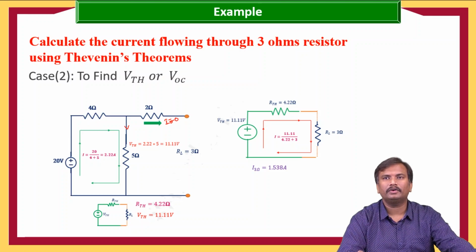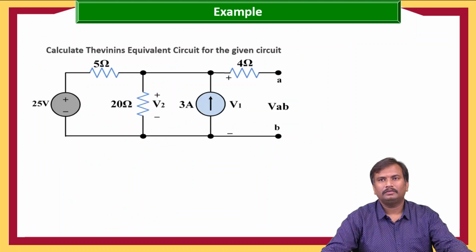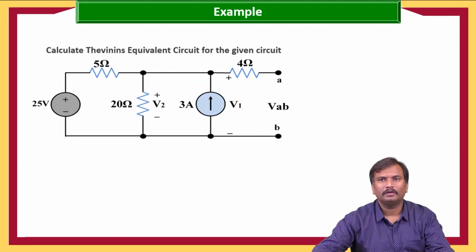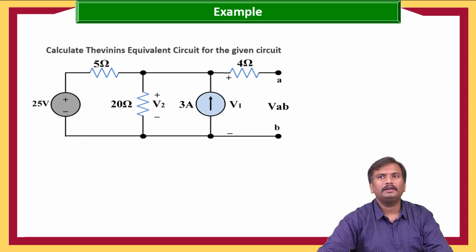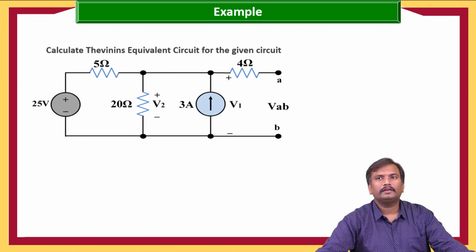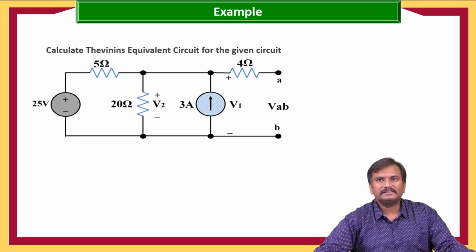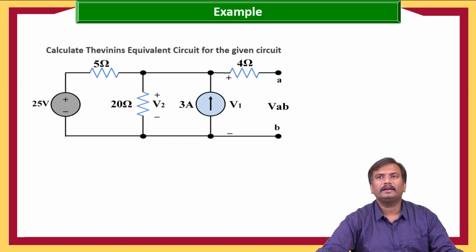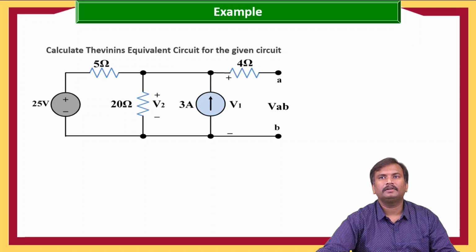Now we need to go with another example. Here the load resistance is not given. We need to calculate only the Thevenin equivalent circuit between the AB terminals.